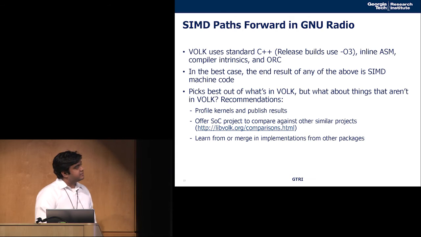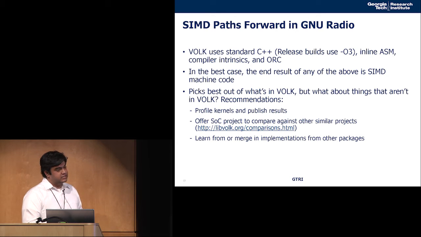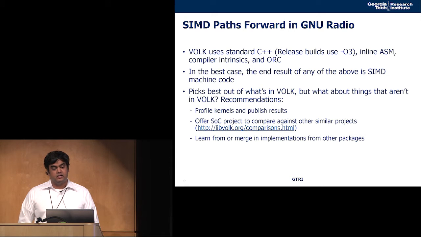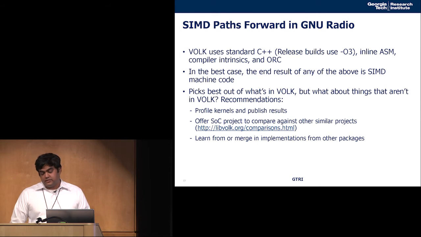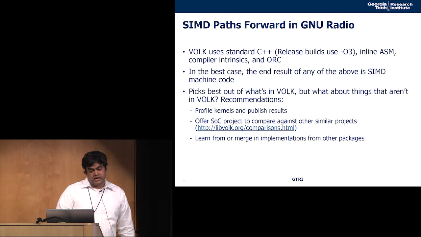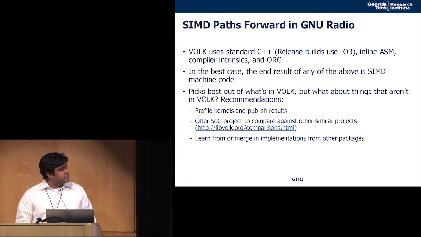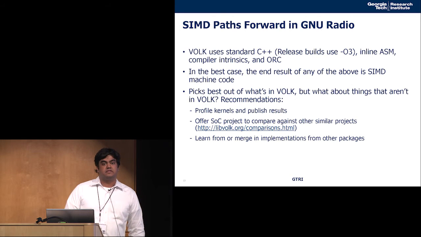It could be possible to offer a Google Summer of Code or other type of Summer of Code project to have a student look at this and compare against other solutions. And the VOLK project actually maintains a list of other projects that do similar SIMD acceleration. So it would be great to have somebody compile all this information together. Most of these are open source projects, listed here at the comparisons webpage. So we could potentially learn from what they have done or pull in their implementations wholesale.